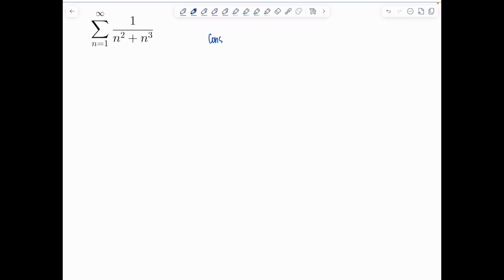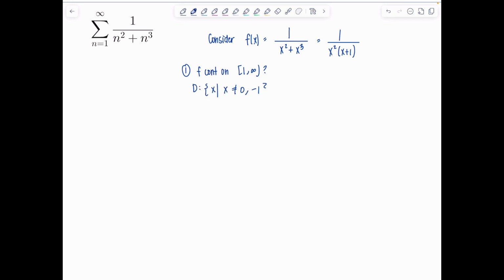Let's consider f of x, which equals 1 over x squared plus x cubed. And let's factor the denominator so we can identify the domain, right? Because we have to establish continuity. So is f continuous on 1 to infinity? What's the domain of f? x can't be 0 or negative 1. So are we okay on 1 to infinity? Yeah, we're cool. Is f positive on 1 to infinity? If I plug in only numbers from 1 to infinity, yeah, we're good.